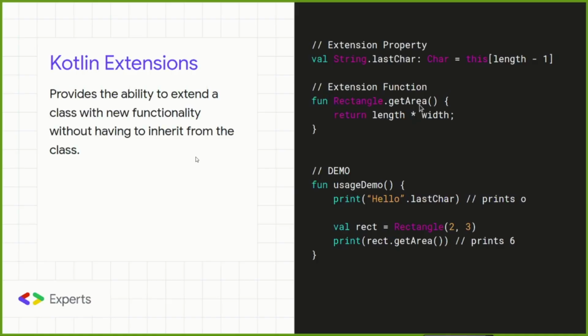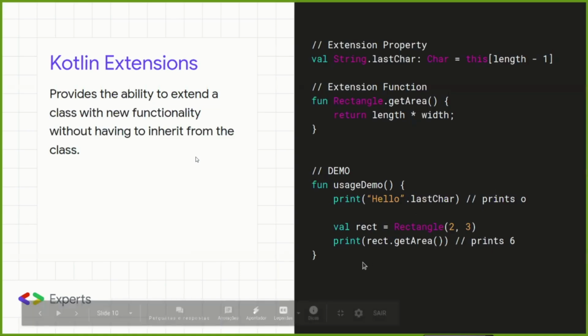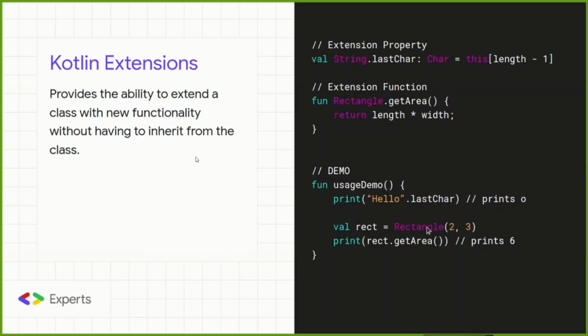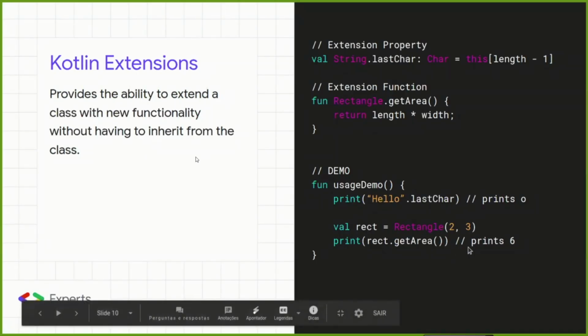We could extend another class, let's say Rectangle, and we could add a function to that class to get us the area of that rectangle. And as you guys can see, when we want to use these properties or functions that we added to the class, we use them just as if they were part of the class, when in reality they aren't. It's just an extension that we created.